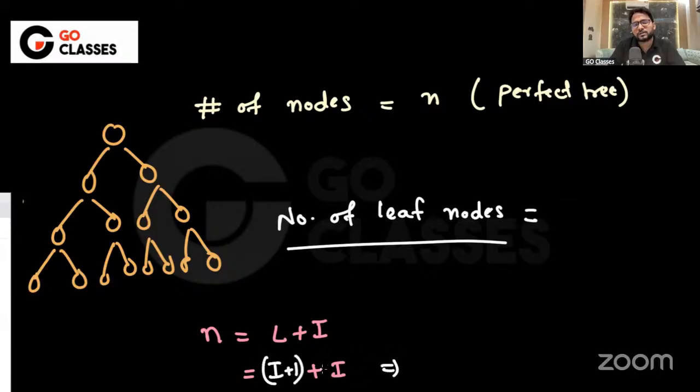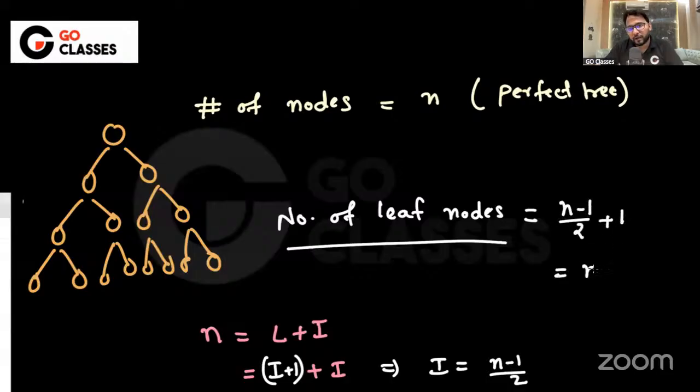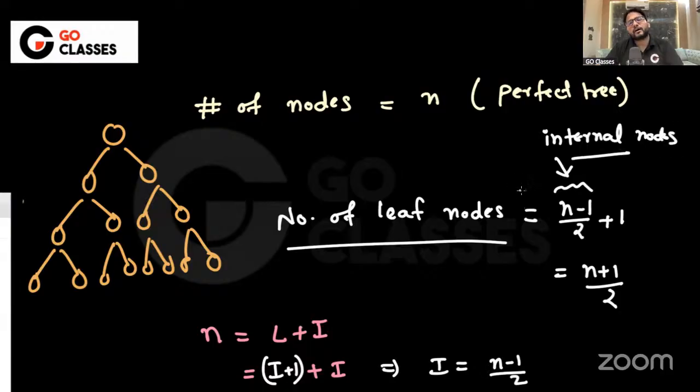So from here, you can say that internal nodes are basically (n minus 1) by 2. So the number of leaf nodes will be how much? If these many internal nodes are here, leaf nodes are 1 greater than that, right? (n minus 1) by 2 plus 1, which is basically (n plus 1) by 2. So finding out internal nodes or leaf nodes is very easy if this is a perfect tree, right?